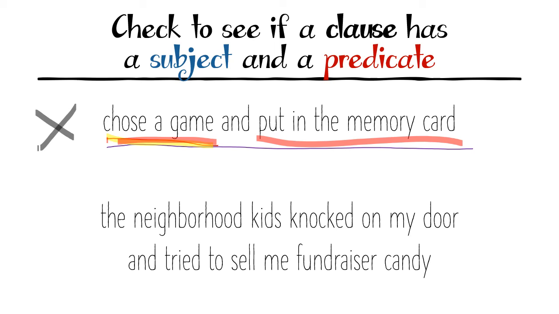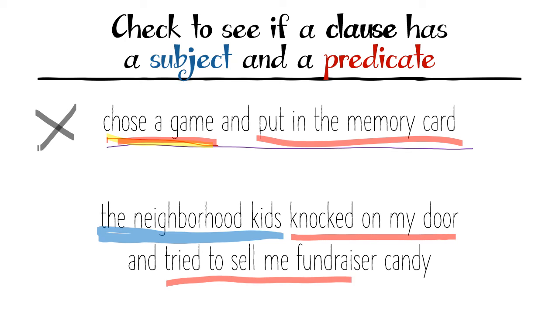Let's look at the next one. "The neighborhood kids knocked on my door and tried to sell me fundraiser candy." I am looking for, does it have a subject, someone doing the action, and a predicate, the action that's happening. So who's doing the action in this sentence? The neighborhood kids, right? They're the ones doing stuff. And what are they doing? They knocked on my door and tried to sell me fundraiser candy. So we have a subject there in blue, the neighborhood kids, and we have a predicate, knocked on my door and tried to sell me fundraiser candy. It has a compound predicate because those kids are doing two things. That one totally counts. It is a clause.